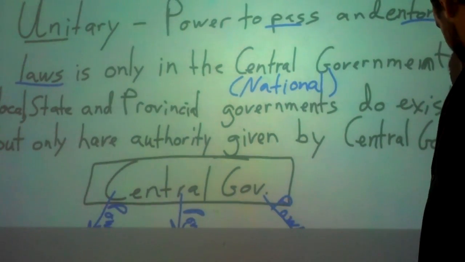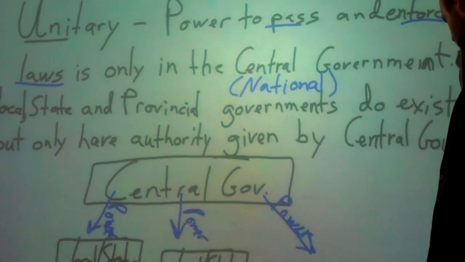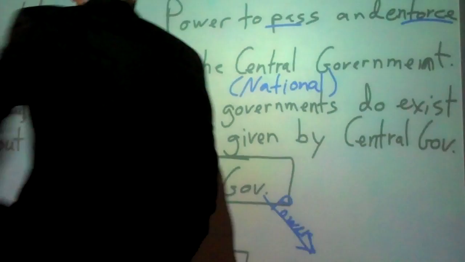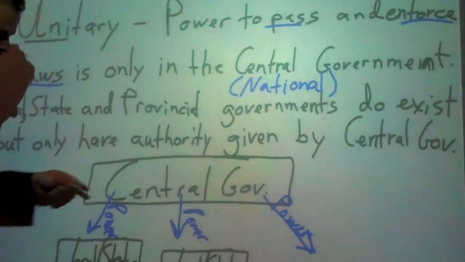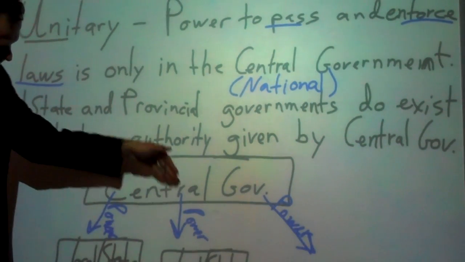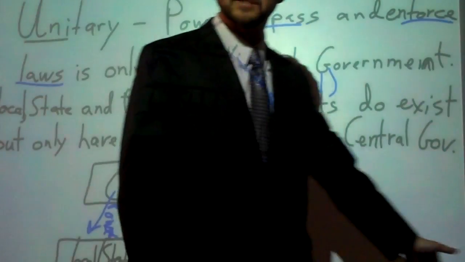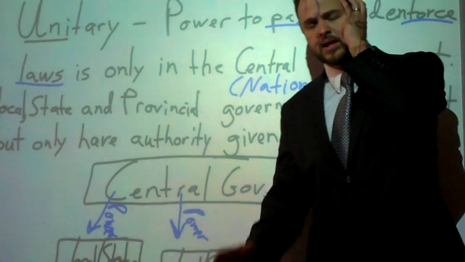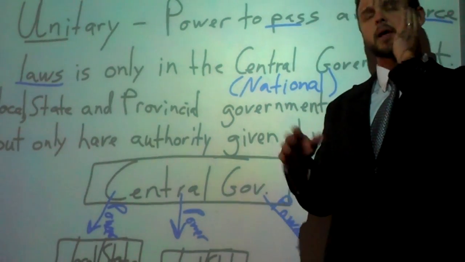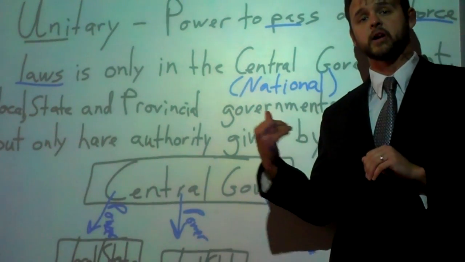So here's what a picture of that might look like if you're a picture kind of person. Got the big central government up here, and power is only flowing one way. It's flowing from up to down to the local and state governments that are beneath it. Now let me tell you this. It would be like in the United States. We don't have a unitary government.